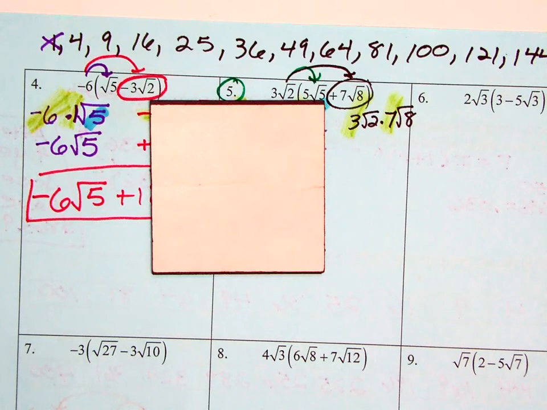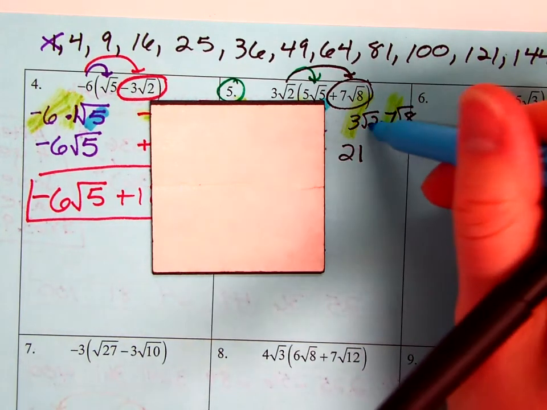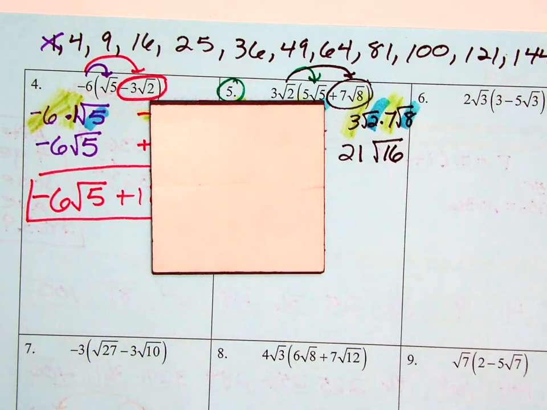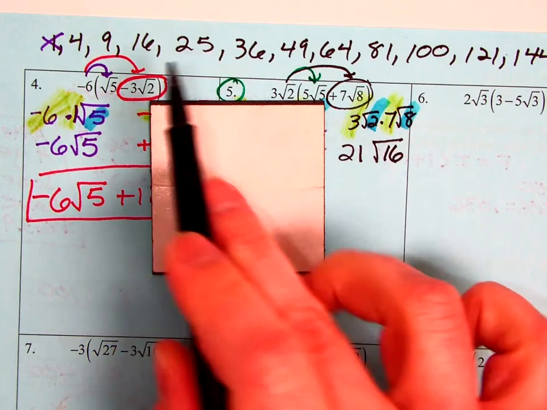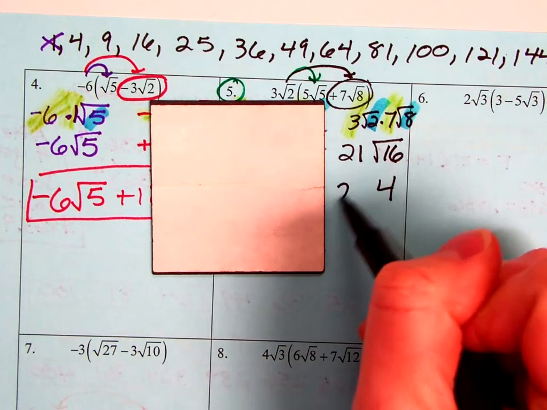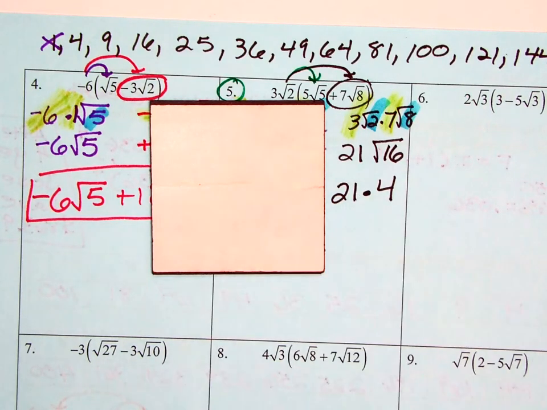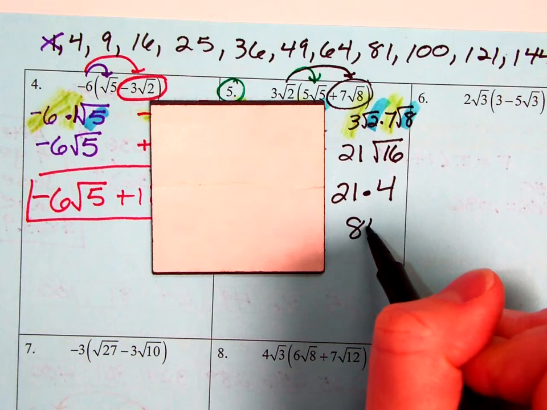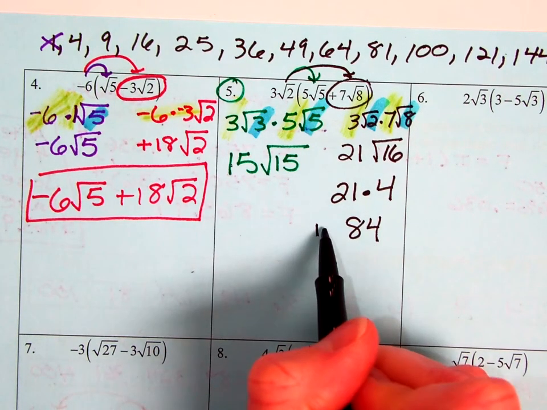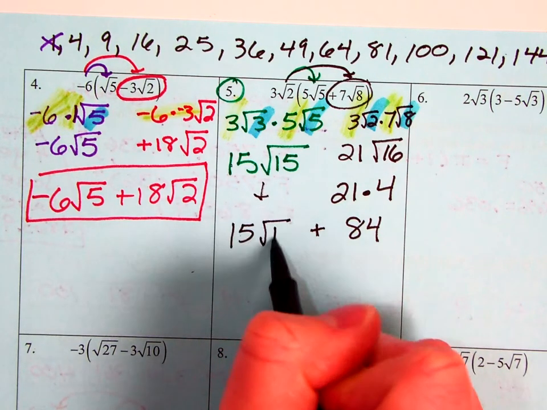So 3 times 7 is 21. And then we can multiply our inside numbers together. So 2 times 8 is 16. Then we try and reduce this. Well, in this case, 16 is actually one of our perfect squares. So we go ahead and we take the square root of 16, which is 4, and we bring down the 21. And now, remember, if there's no symbol, that means there's multiplication between them. And 21 times 4 is 84. Then since my 84 was positive, I'll put a plus sign in front of it, and we can bring down the 15 square root of 15.